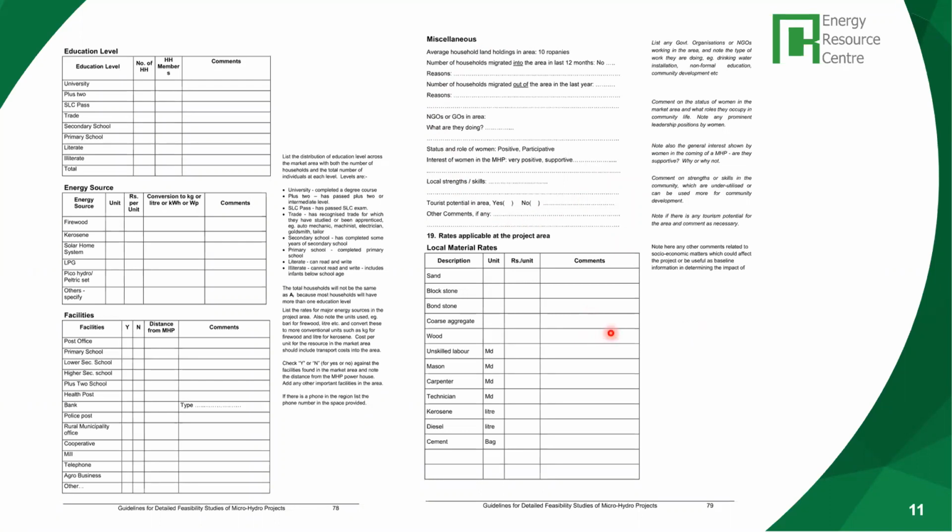Then finally, we want to also calculate the cost. We look at the benefit and the enabling environment. Now we have to calculate the rate of local materials like sand, stone, bricks, coarse aggregate, wood. How much do you have to pay for labor, unskilled labor, and skilled labor per day? Because based on that, the cost of the hydropower project will vary.